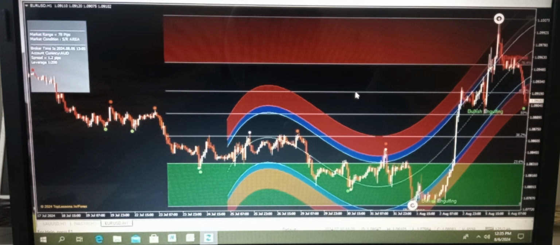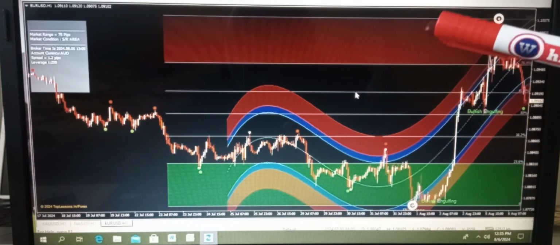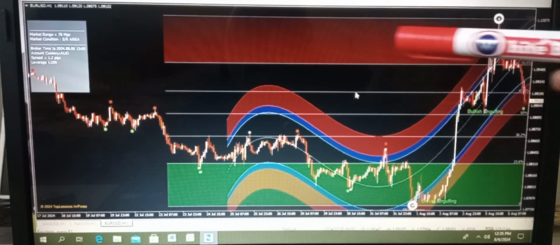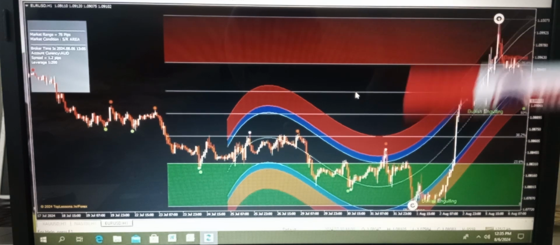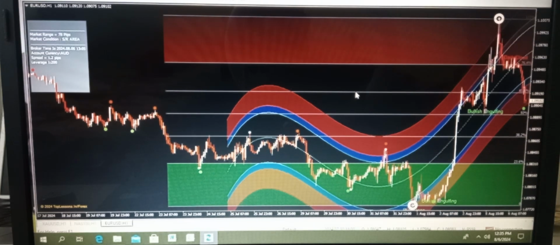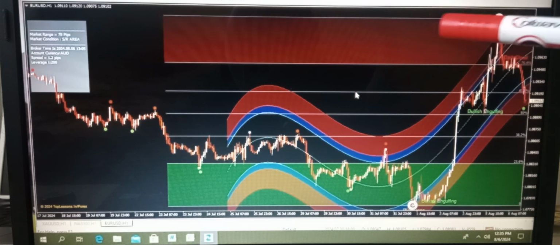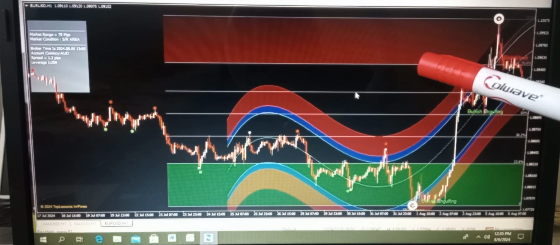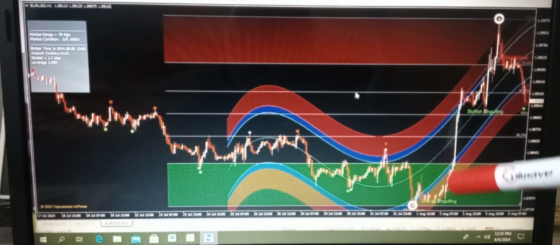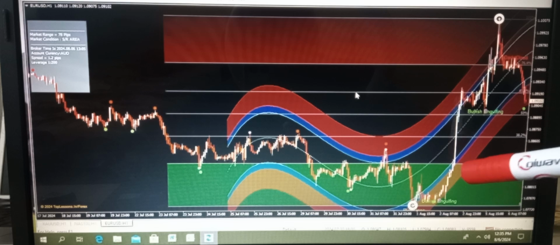The first thing is that it has two levels. There's the red level on top and the green level below here. These two levels represent the support and resistance zones, or the supply and demand levels. The first level, the one on top, represents the resistance level, and the one below represents the support level.